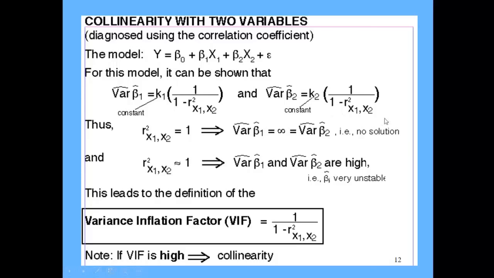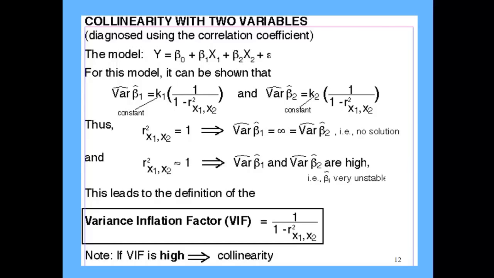So what is this saying? Well, think about it: if this correlation, which is in both these formulas, was exactly 1, if x1 and x2 were perfectly correlated, what happens to the variance? It's infinite. It blows up. What does that mean about stability of your estimate? It's terrible. It's the worst you can get. You don't have a good estimate.